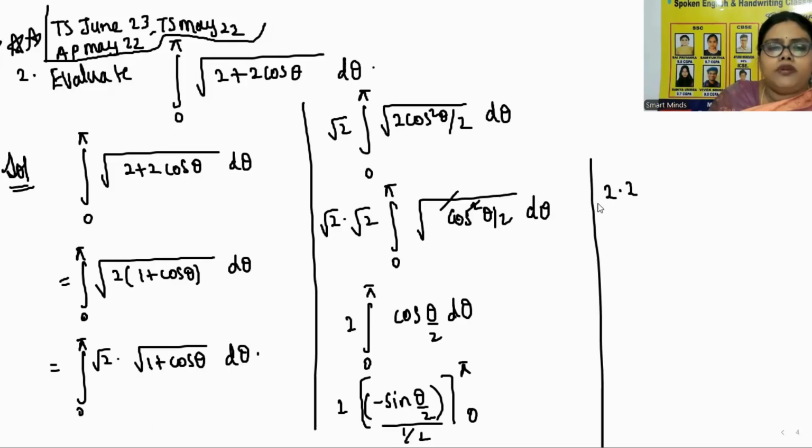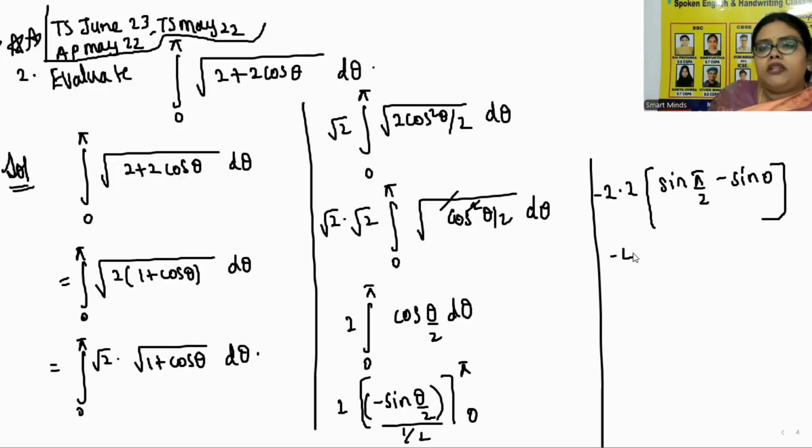Now if I take this 1 by 2 up, it will become 2. So already 2 is outside. This 1 by 2 comes up and it becomes 2. Now in the place of theta, first you apply pi, then we apply 0. So this is sine pi by 2 minus sine 0. That is 4 into sine 90 is 1 and sine 0 is 0. So the answer is 4.